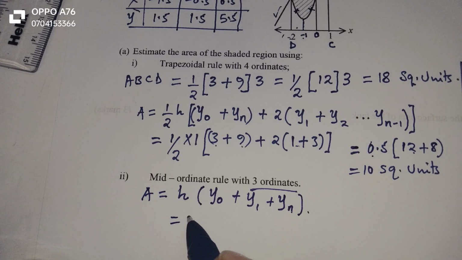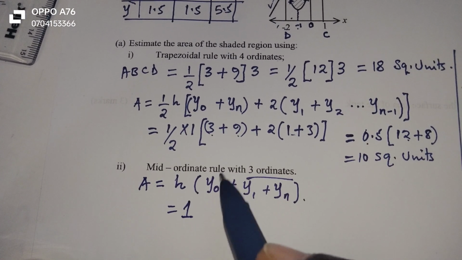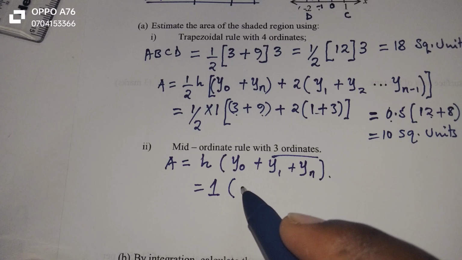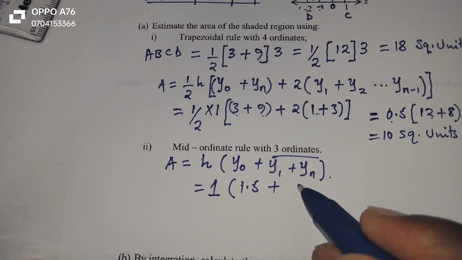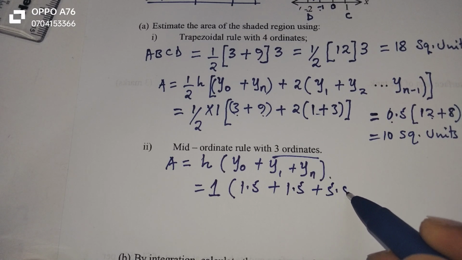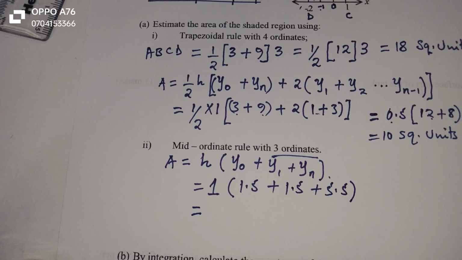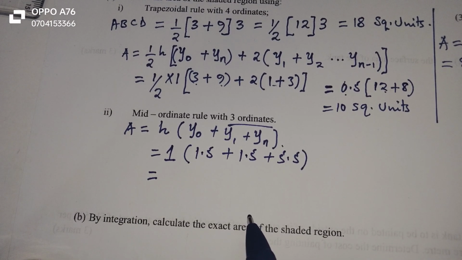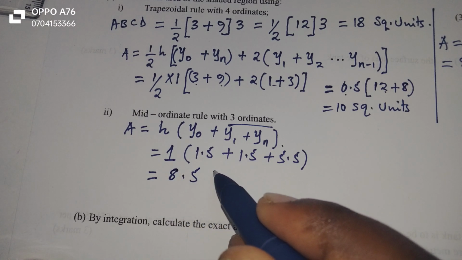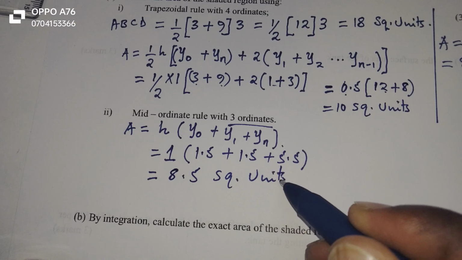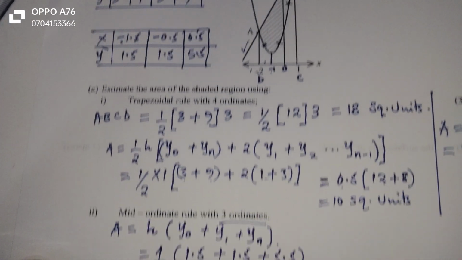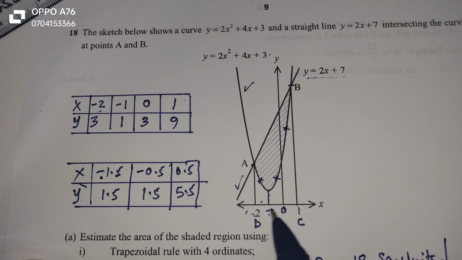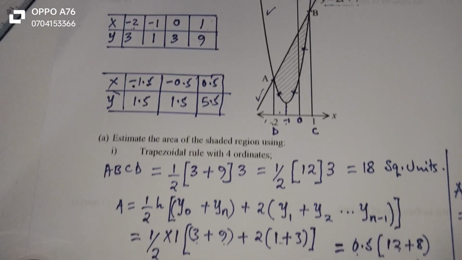All of them. So for the first one, we substitute the interval, from -1.5 to 0.5, which is just 1 unit. So we use 1. Then the values of y: 1.5, 1.5, 5.5. And this is exactly going to be 8.5 square units. That is the area bounded by the curve, the x-axis, and the lines x equals -2 up to x equals 1.